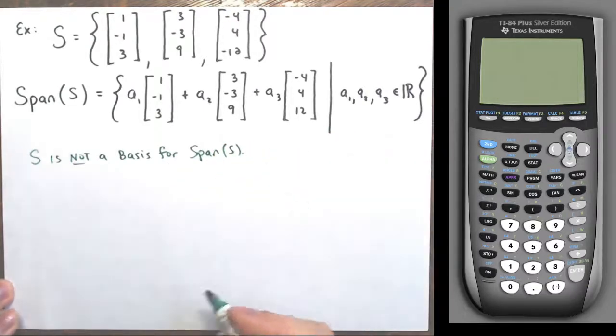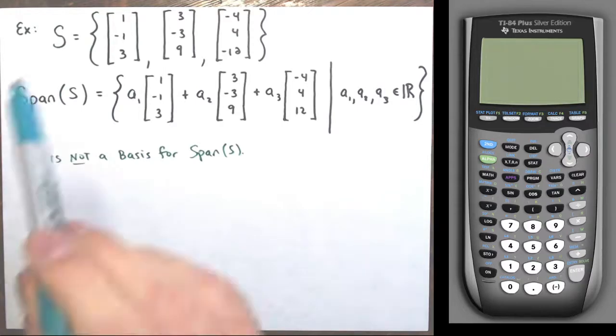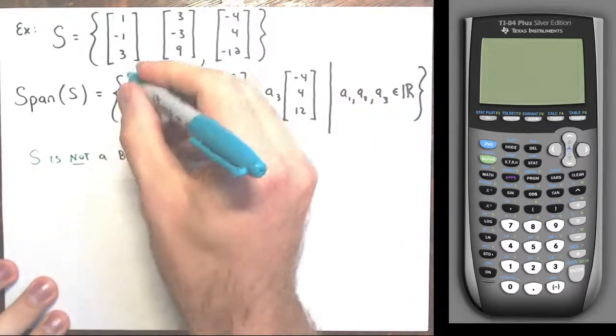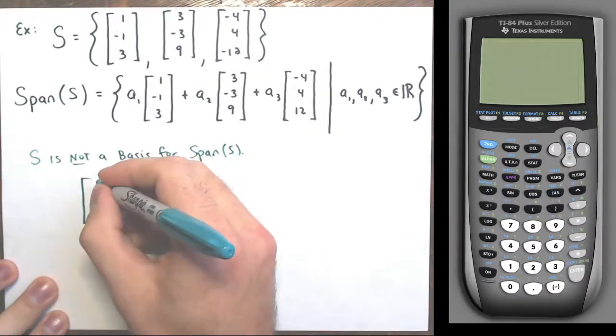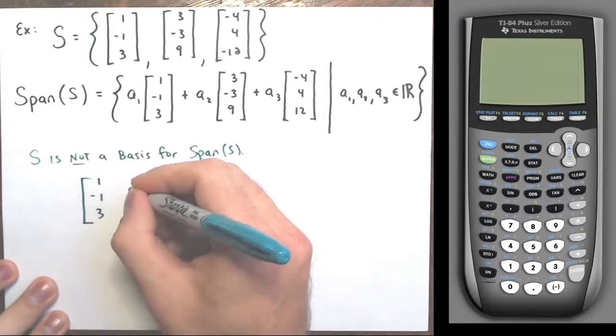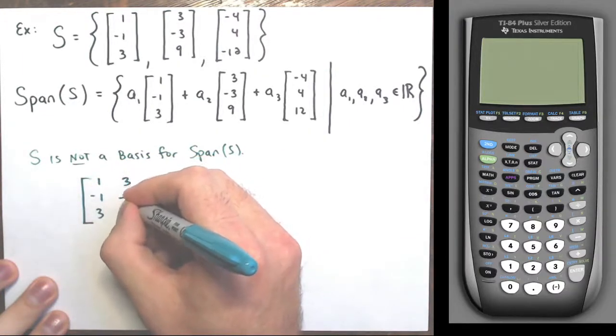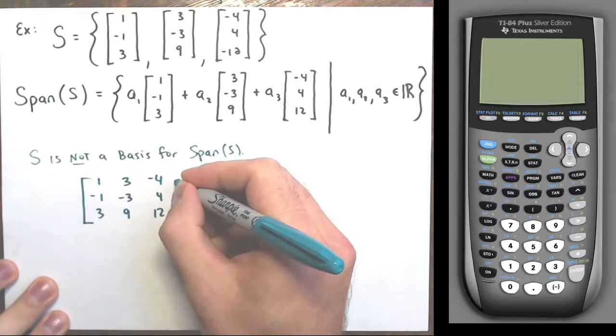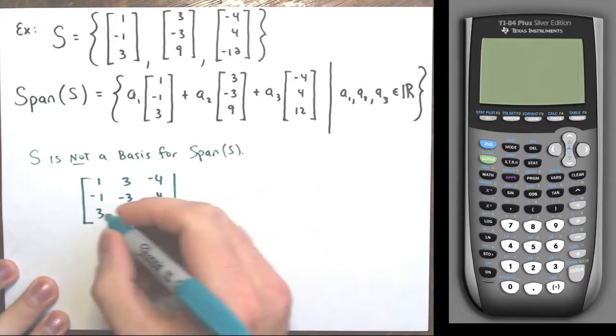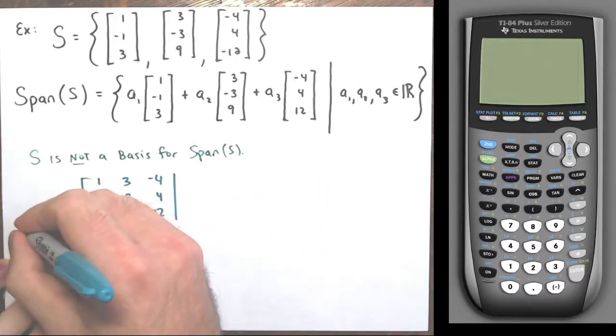So let's find one. Remember, when I was checking for independence, setting a linear combination of these 3 equal to the 0 vector, I'd have this corresponding coefficient matrix, where each column is just a vector from S, and then a bar, and then some zeros over here. And then I would put this into reduced row echelon form.